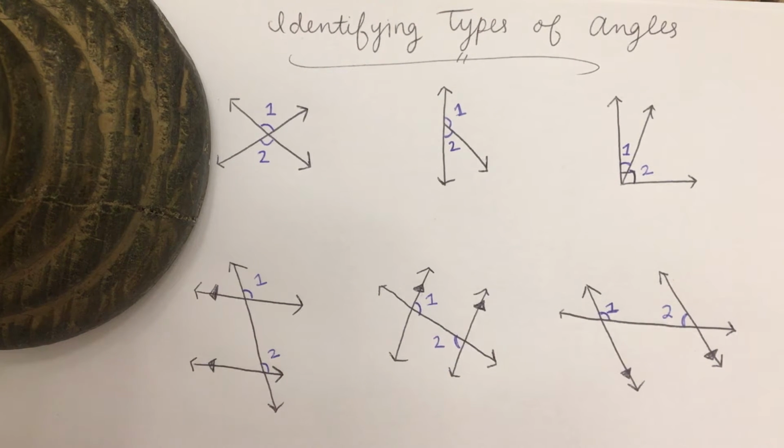Alright, in this first video for Chapter 2 Quiz B, we're going to look at identifying types of angles. So all this is labeling and classifying based on location. So we're just going to get started here.